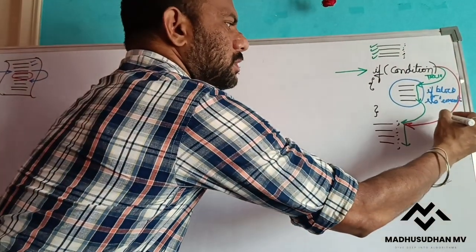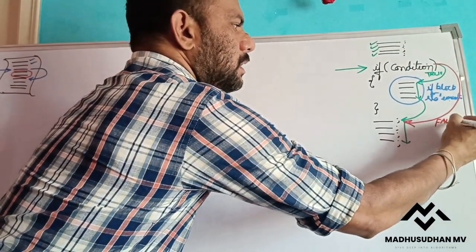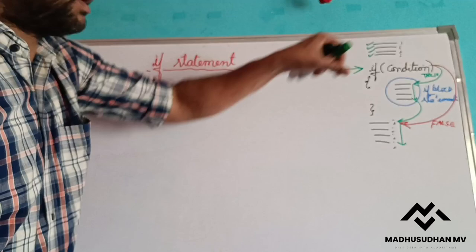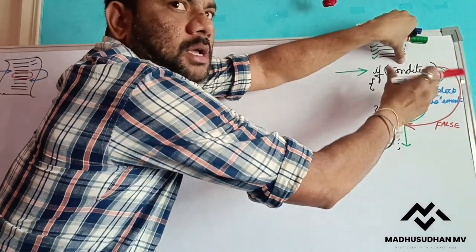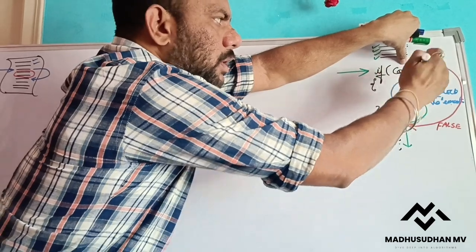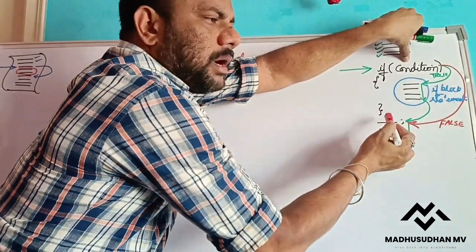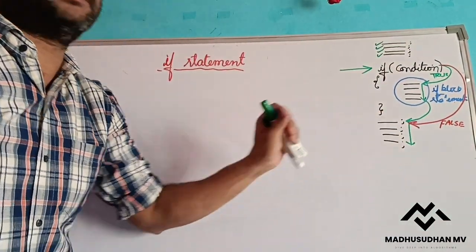If the condition is false, as shown in red, it does not enter the if block. The if block statements are not going to execute. Control simply comes out of the if block and executes the next statement, then continues as before.